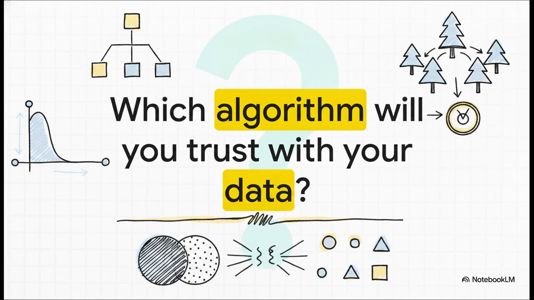You now understand the full escalation, from the simple, elegant S-curve of logistic regression to the highly interpretable logical flowcharts of decision trees, all the way up to the robust, democratic power of a random forest. So what does this all mean for you? The next time you boot up your Python environment, which algorithm will you actually trust with your data? Are you going to rely on simplicity or the wisdom of the crowd? The choice is entirely yours.